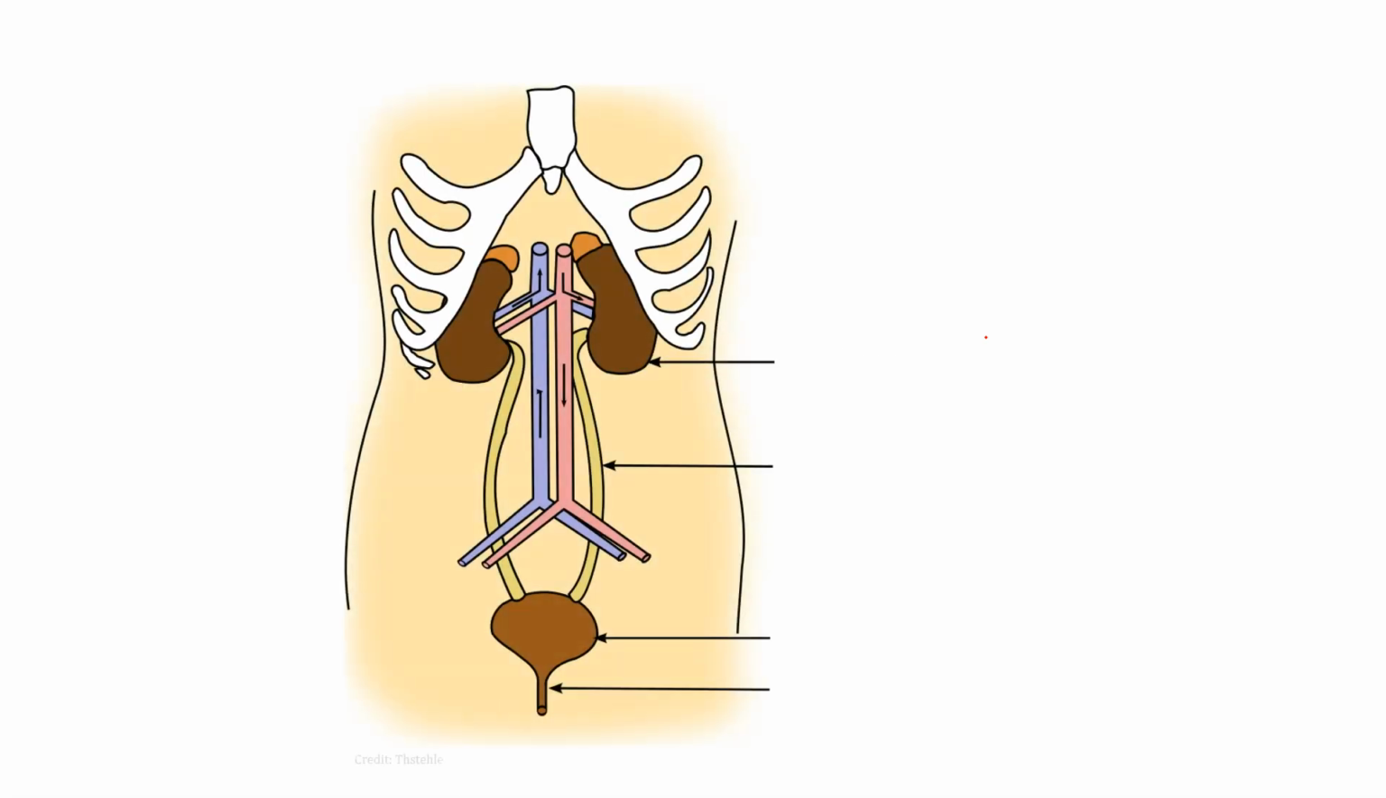Now, some of the highlights here on the urinary system. One of my favorites. It's relatively simple on the surface. There's not a whole lot of parts to it. Basically, four main parts. There's the kidney, there's the ureter, there's the bladder, and there's the urethra.